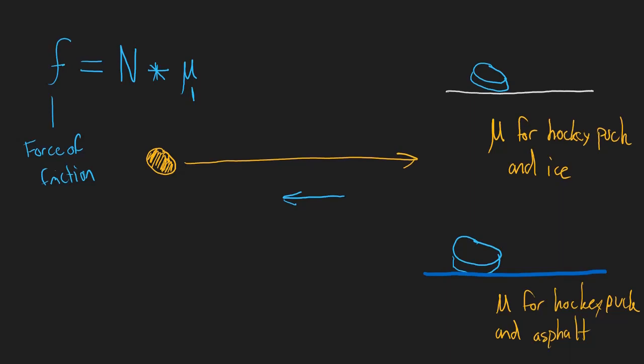Some surfaces have very high friction with one another. Other surfaces have very low friction with one another, right? Sandpaper, for example, anything with sandpaper is going to have a very high coefficient of friction.